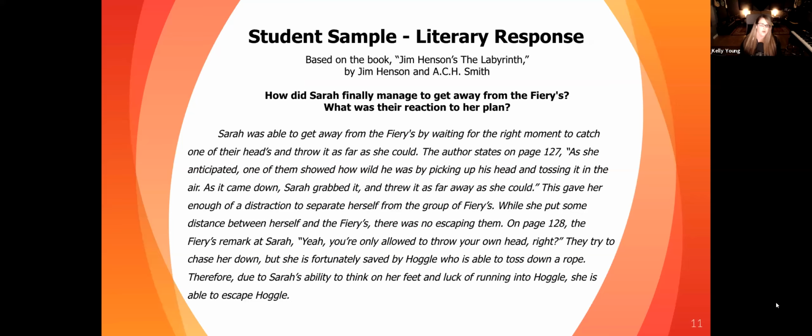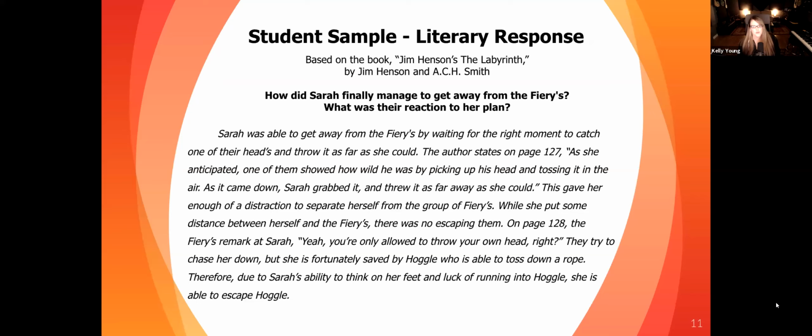We are in the middle of a book called Jim Henson's The Labyrinth. It was in the 80s. It's one of my favorite movies of all time. And the question was, how did Sarah finally manage to get away from the Fireys? What was their reaction to her plan? Same structure: claim, evidence, reasoning.